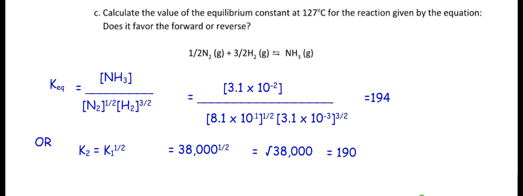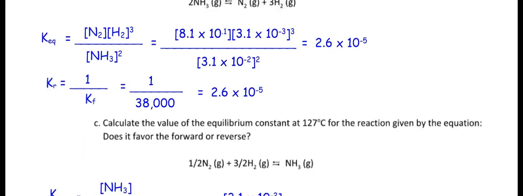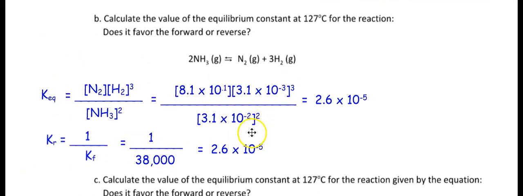So let's finish answering the question here. Does it favor the forward or the reverse reaction? Well, K is greater than 1, so it favors the forward reaction. Oh, you know what? Did I ask you that? I never went back and answered this one. Does it favor the forward or the reverse reaction?